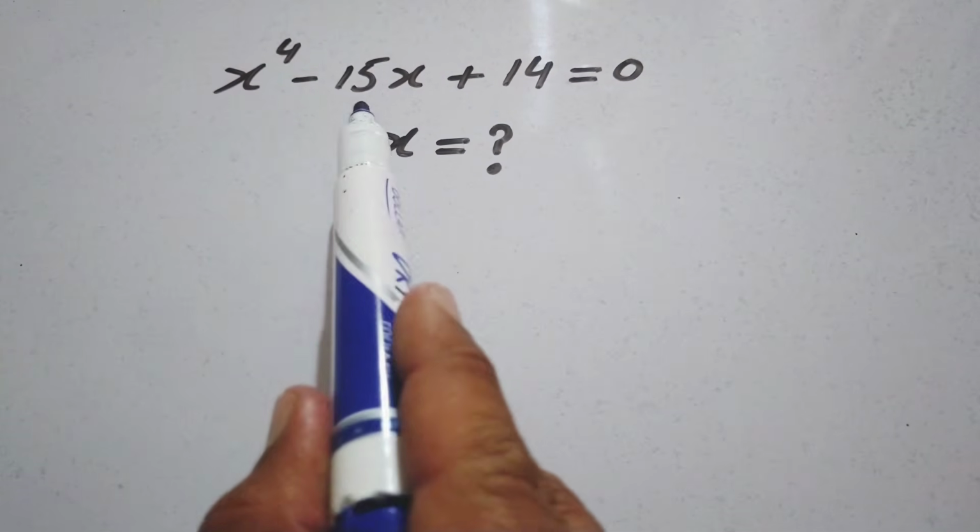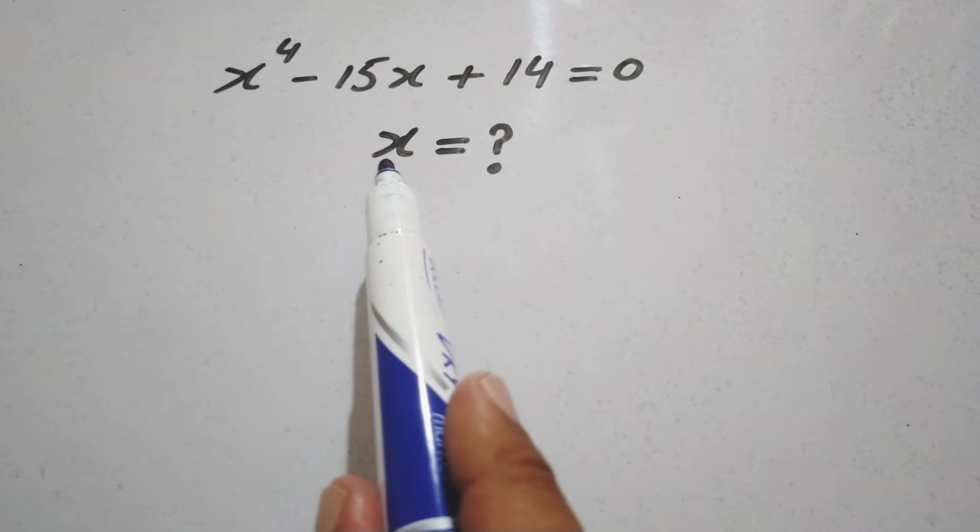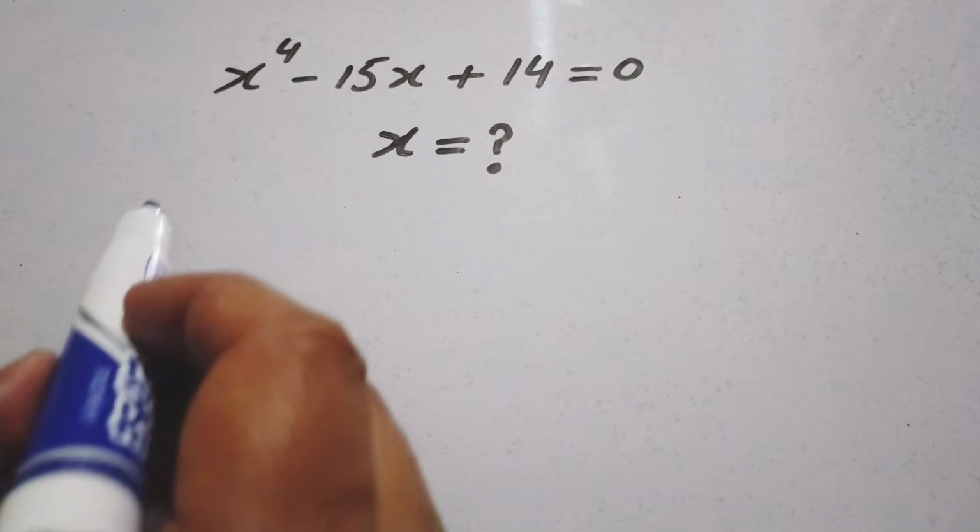x power 4 minus 15x plus 14 is equal to 0, and we are interested to find x. Let's come to the solution.